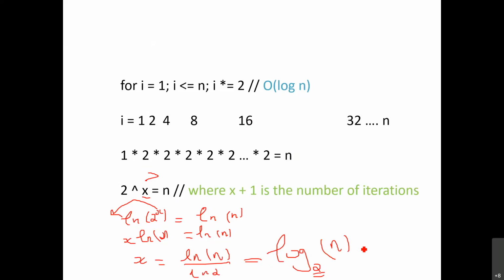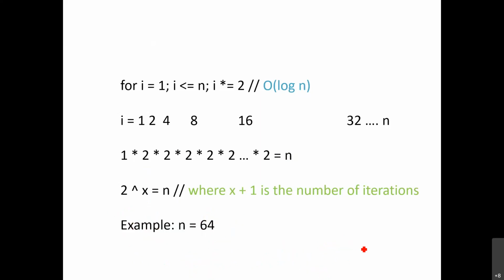Let's see an example. So if n was 64, if I was counting you guys 1, 2, 3, 4, 5, it'll take me 64 times. If I'm counting you 2 by 2, okay, 32 times. But if I'm doing this sort of algorithm, for n is 64, it's going to take me around 6 steps. Because 2 power 6 is 64.